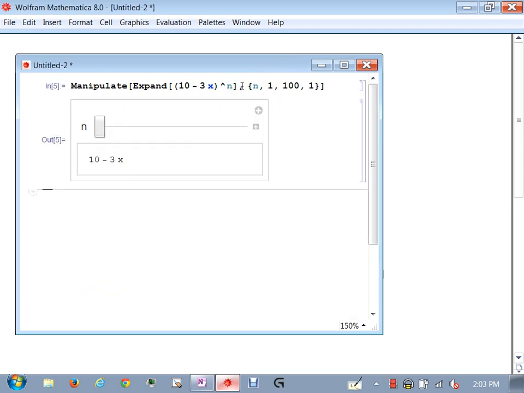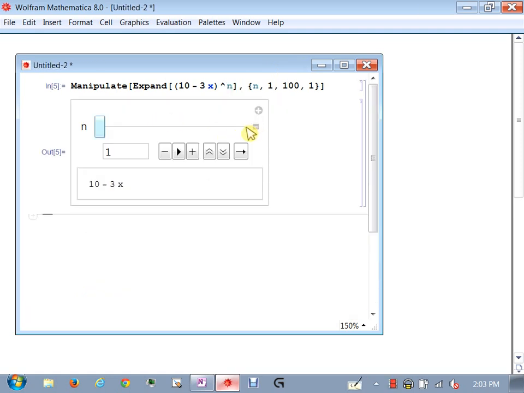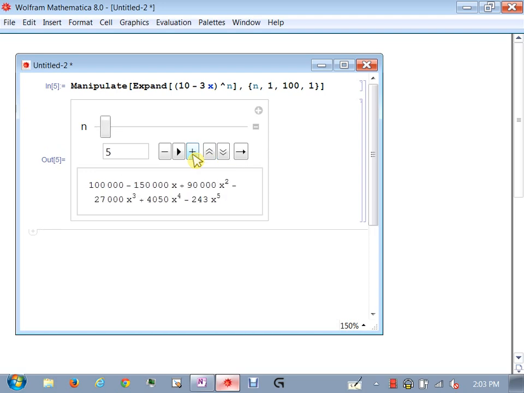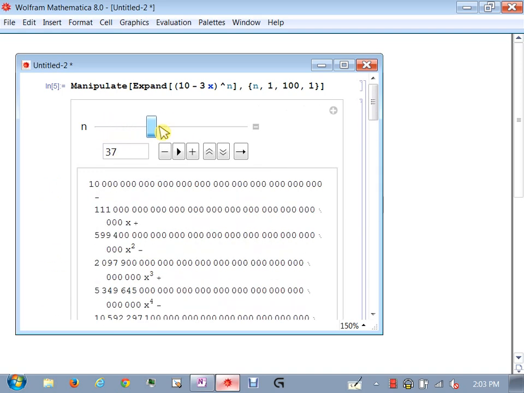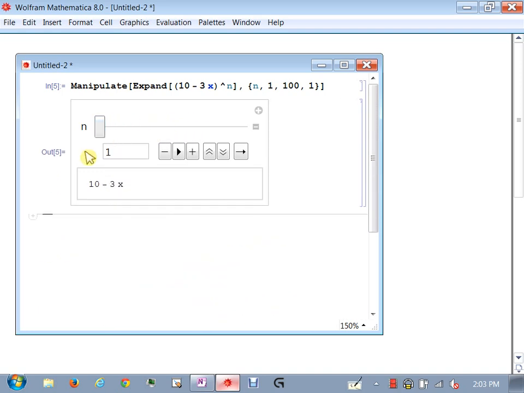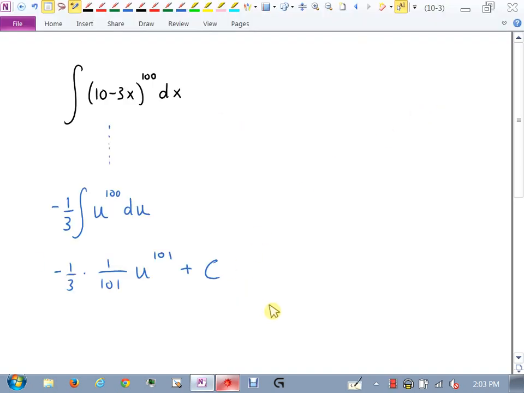Mathematica has this ability where I can sit here and control this. So this is 10 minus 3x to the first power. Here it is squared, cubed, fourth, fifth, sixth, seventh. So I can control the n. That's pretty cool, huh? All right, off topic. All right, so let's look at something else, all right?